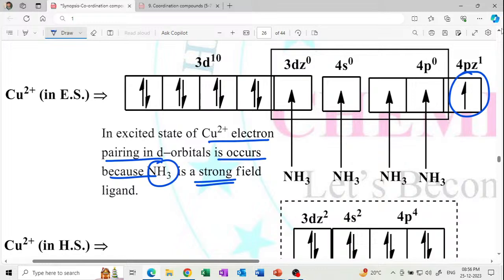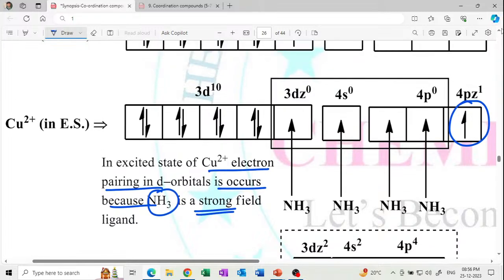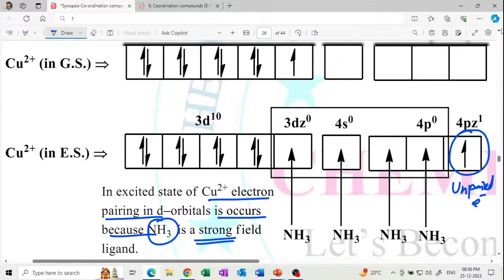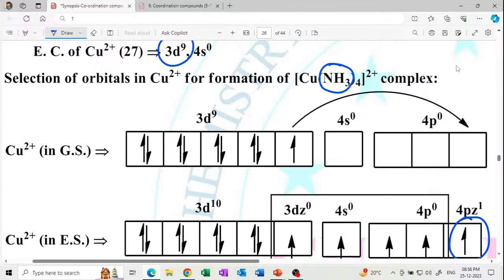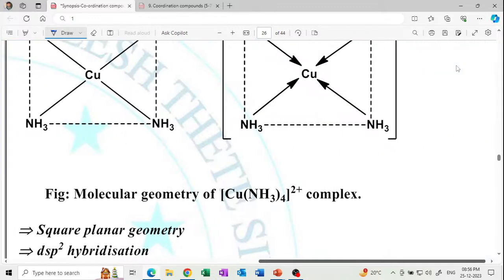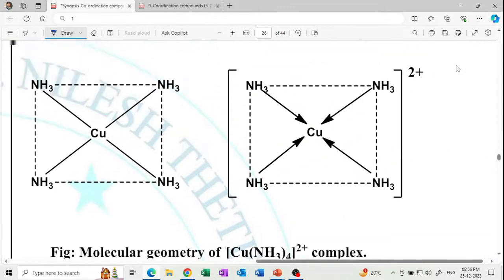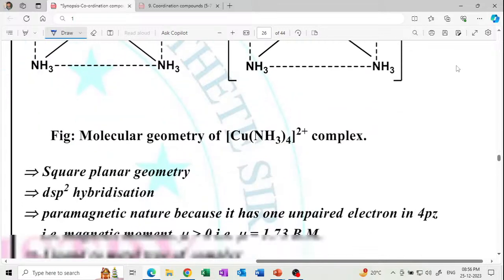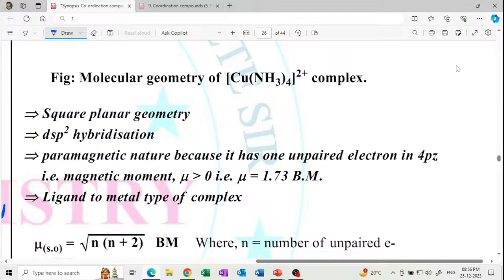dsp2 means square planar. Now this is the 1 unpaired electron, so it is paramagnetic. Unpaired electron 1. Get it? Draw in this way. Square planar. Molecular geometry is square planar, hybridization dsp2.